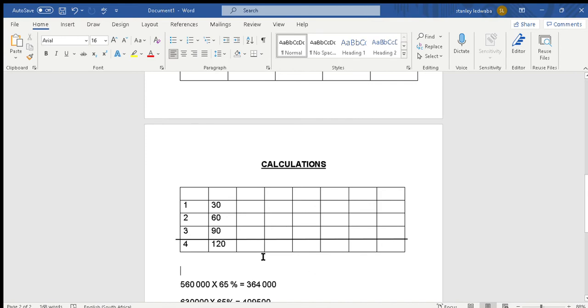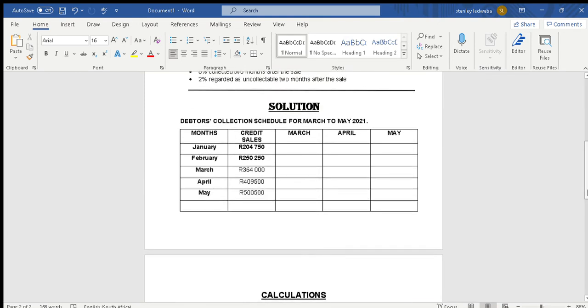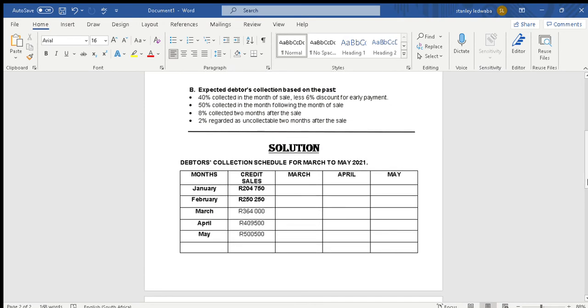Put the big line. I'll explain. We said 30 days, 60 days, 90 days. After 90 days, you write off, right? That is why I'm putting the line, which means it is written off. Let's check here. They said 2% regarded as uncollectible 2 months after the sale, meaning if it reaches that level of 2%, we write off.